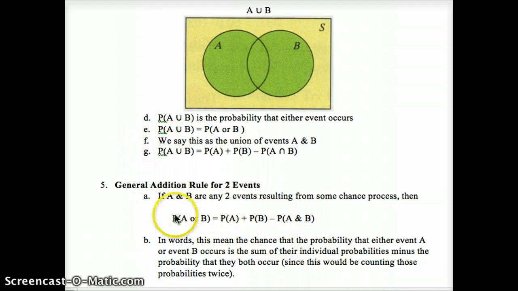G here is the same way of saying the general addition rule for two events. So that's the probability of A or B occurring. We add up the probability of the first event plus the second and subtract their intersection. If they're independent, then their intersection will just be found by multiplying the two. So if one happens 10% of the time and the other happens 50% of the time, this value would be 0.1 times 0.5, or 0.05.